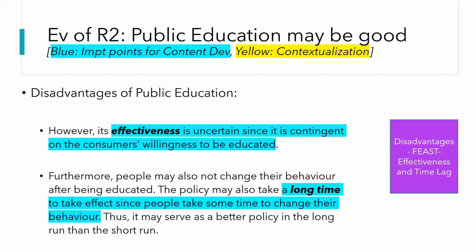Public education generally tends to have two main issues. One is the uncertainty of the population being willing to be educated. And secondly, it is the time required to change habits and behaviors. It's a bit difficult to change the habits of people. It also takes a long time to change their behavior. So these are the two general disadvantages of public education.